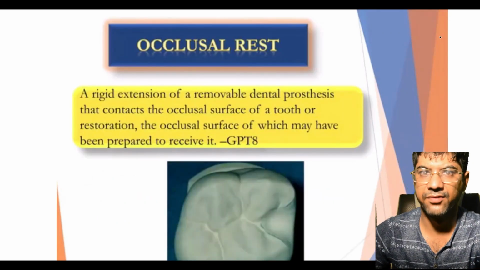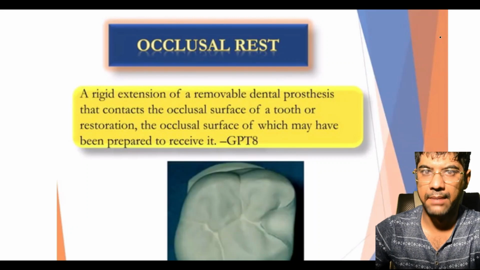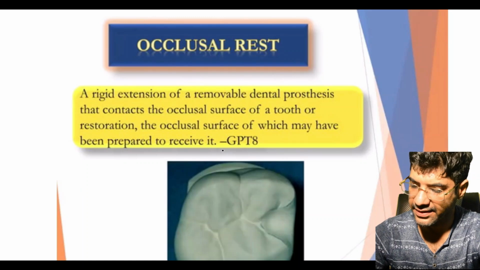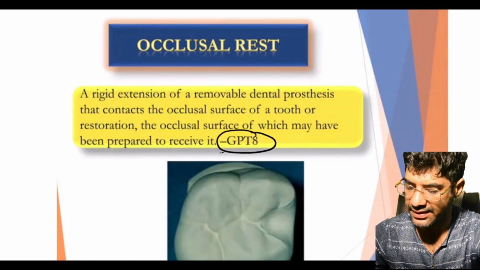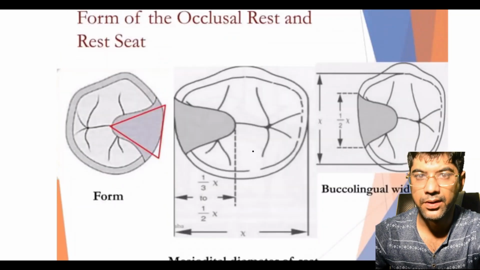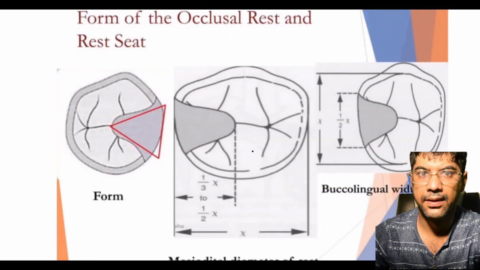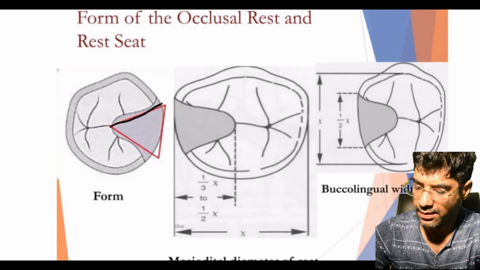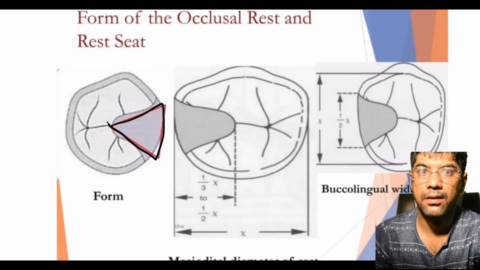Now let us discuss the various forms of rest. It can be an occlusal rest. This is the standard definition according to the GPT classification. Now the rest, remember, should have a rounded triangular shape. The apex of this triangle should point toward the center of the occlusal surface of the tooth. So this shape helps in distributing forces evenly and providing stability.